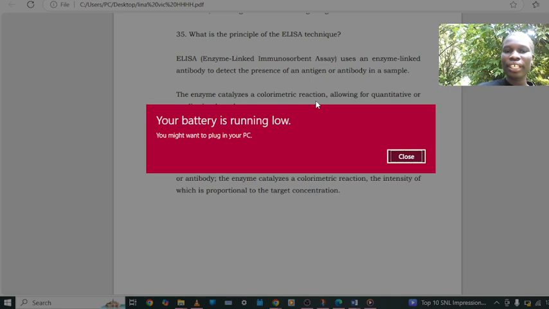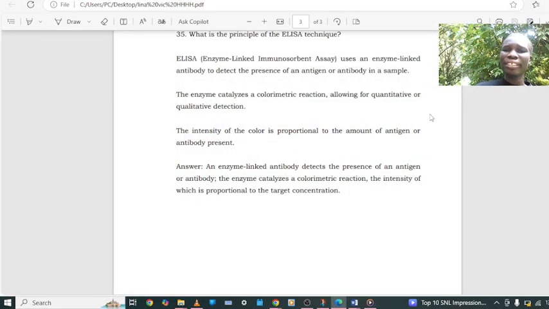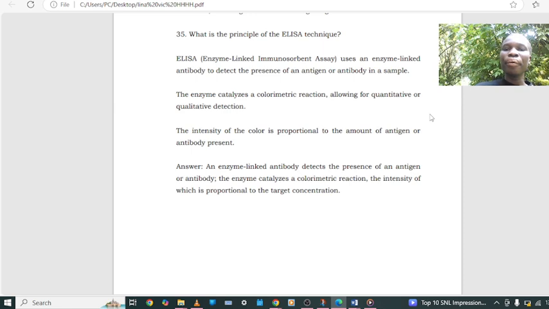What I mean here is that an enzyme-linked antibody detects the presence of the antigen or antibody. The enzyme catalyzes the reaction, and the intensity of the color is proportional to the target concentration.